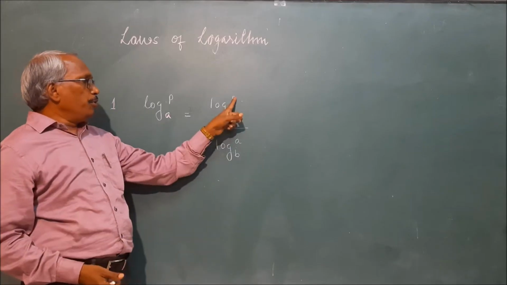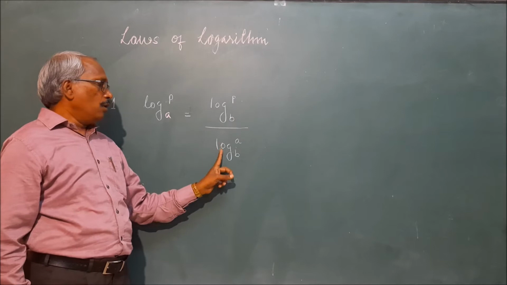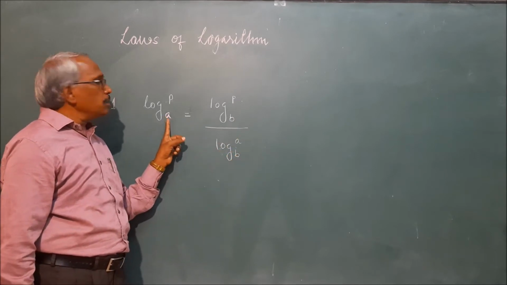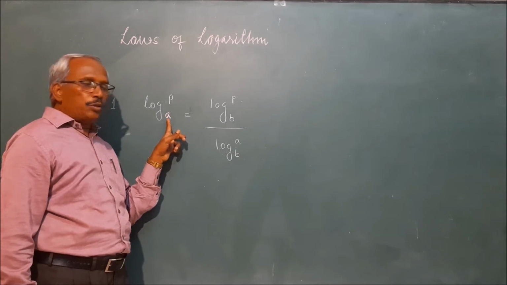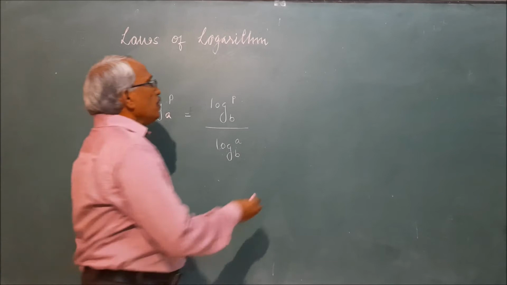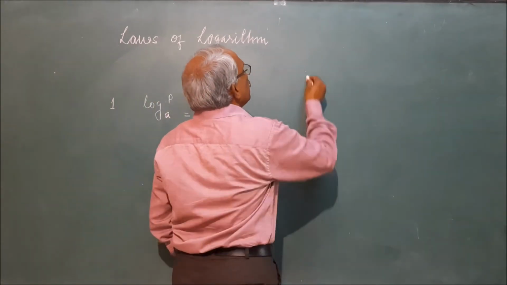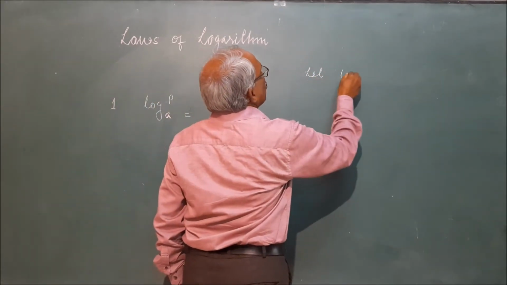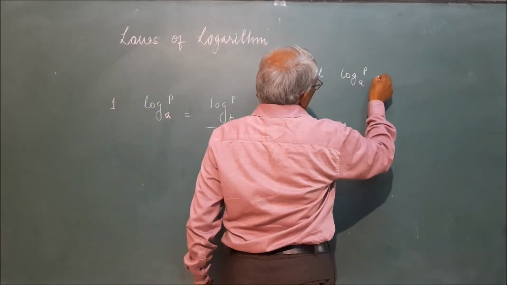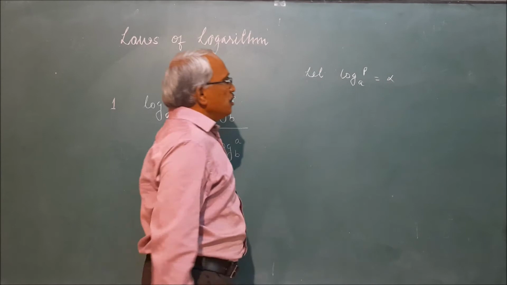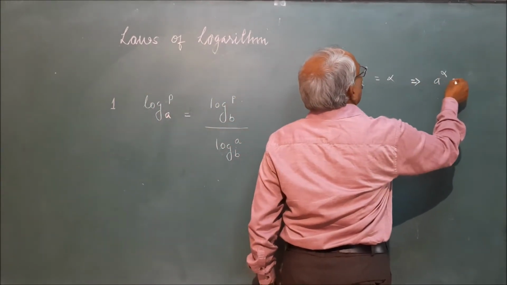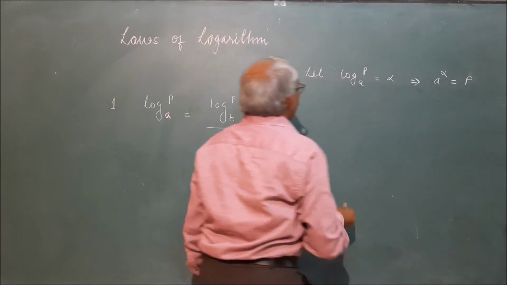Now, log of p to the base b upon log of a to the base b, what are we doing here? We are changing the base a to base b. So we can prove this. Let us consider here: let log of p to the base a be equal to alpha. So this implies a raised to alpha is equal to p.